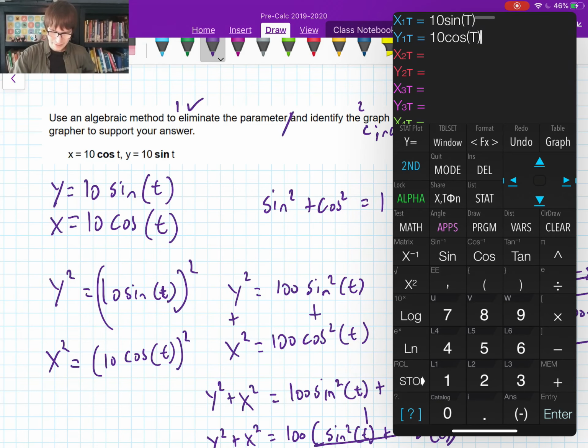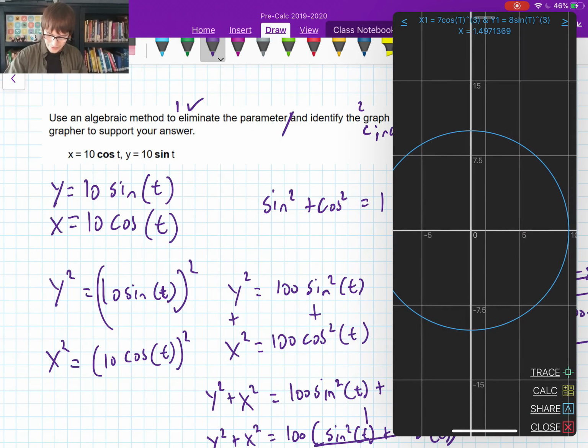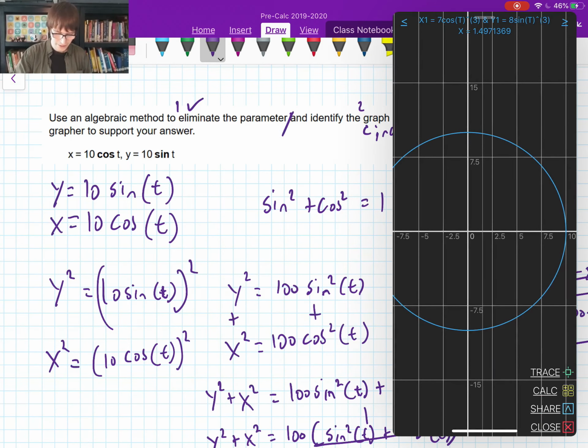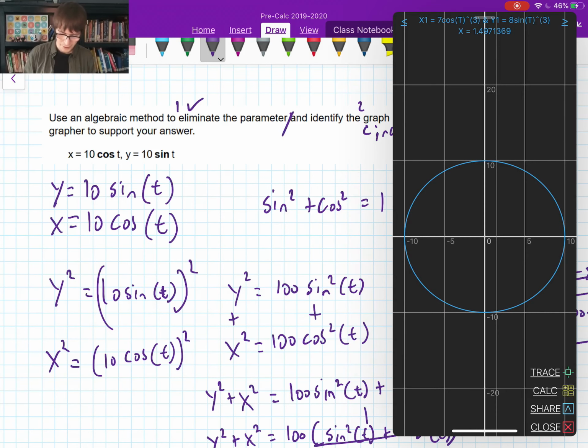10 sine t and 10 cosine t, that is a circle with a radius of 10. And that's exactly what we have. It looks exactly how we'd expect a circle with a radius of 10, because 10 is r right over here. Okay, now let's plug in the other equation.